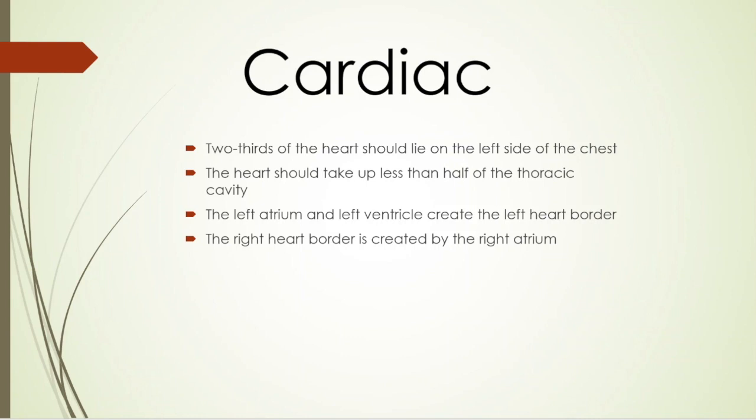So on to C for cardiac. Two-thirds of the heart should lie on the left side of the chest. The heart should take up less than half of the thoracic cavity. Anything larger than that half could mean that there's a cardiomegaly going on. Left atrium, left ventricle, of course, on your left side of your heart border, patient's left. Right heart border, you'll see, is the right atrium.